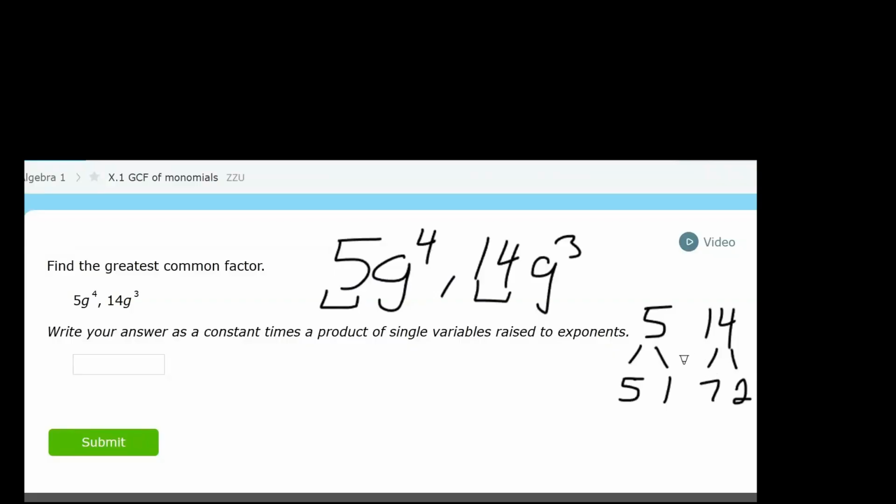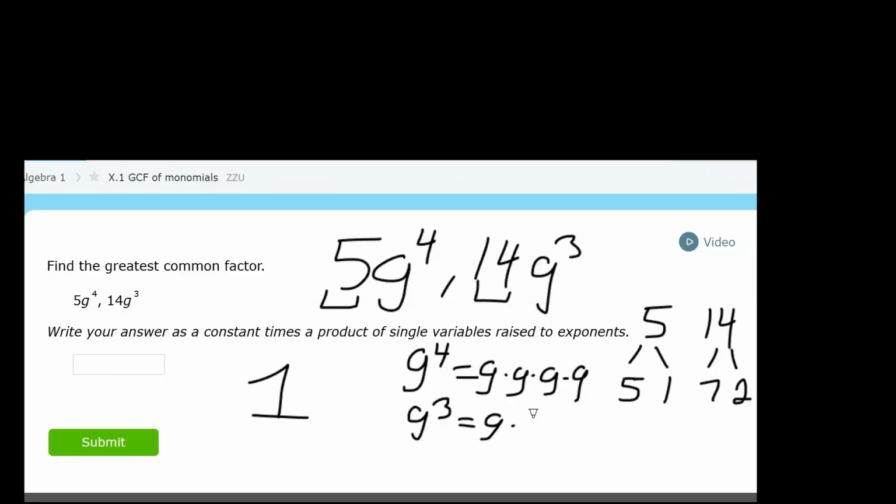Do you see any common factors here? No. But we know that 1 goes into both 5 and 14, so I'll write a 1 here for the number part. Now, time to look at g to the 4th. G to the 4th is the same thing as g times g times g times g. G to the 3rd is the same thing as g times g times g.